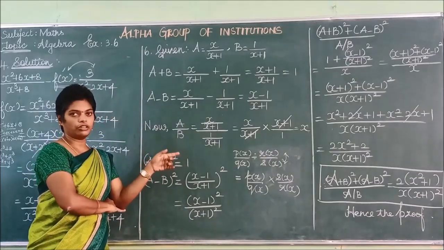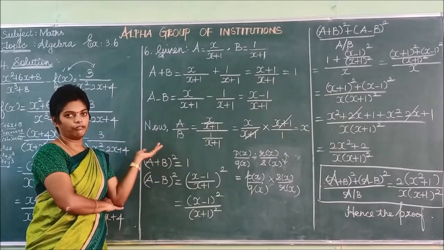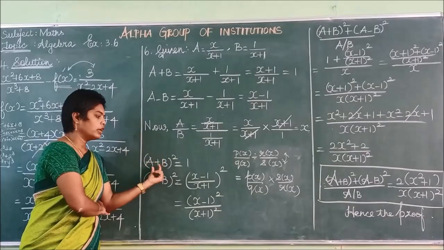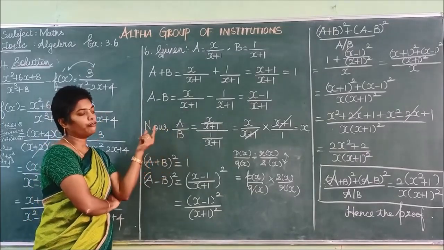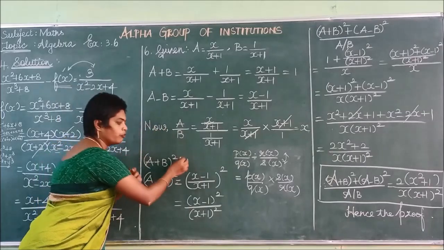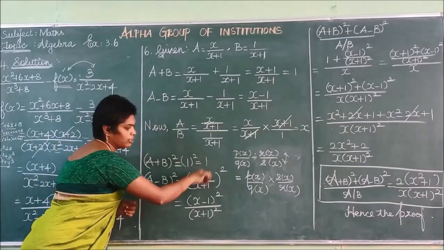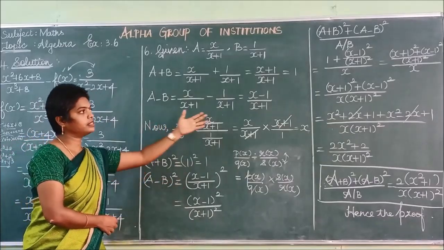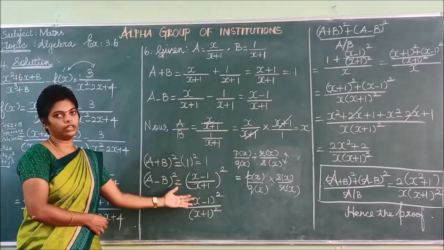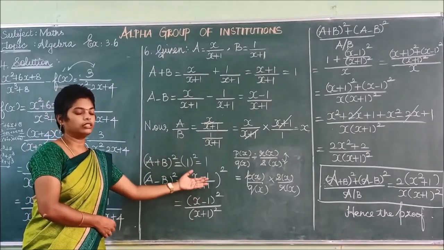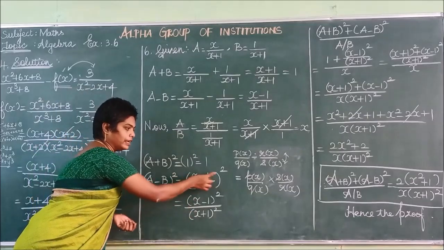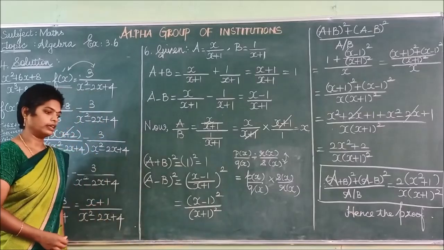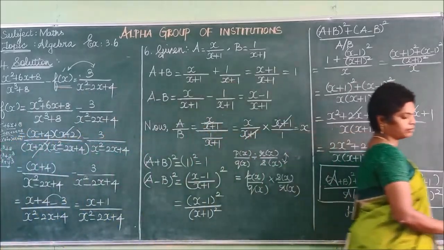Then check the question, how to prove. A plus b we have found; we need a plus b whole square, so we have to find the square value also. What is the value for a plus b? The value is 1. If you square 1, the value remains 1 only. Then a minus b whole square. The a minus b value is x minus 1 divided by x plus 1, so x minus 1 divided by x plus 1 the whole square. So you can separately write x minus 1 whole square for the numerator and x plus 1 whole square for the denominator. Let's move on to the next step.